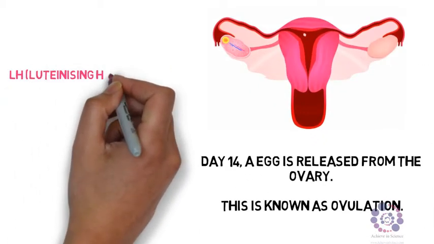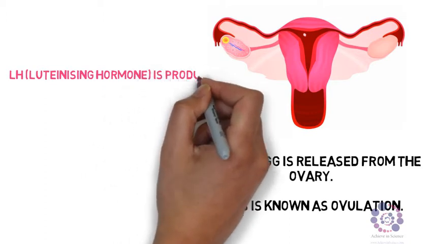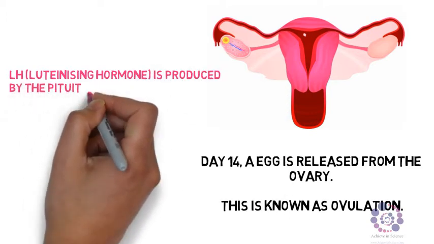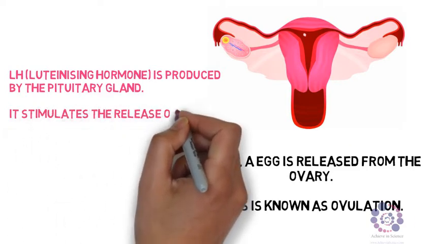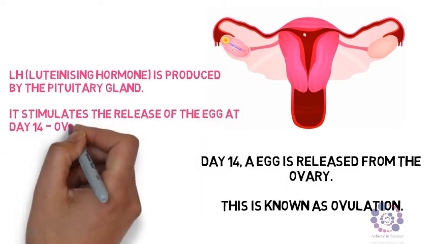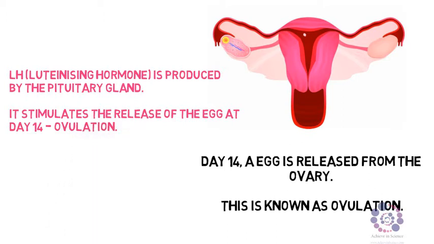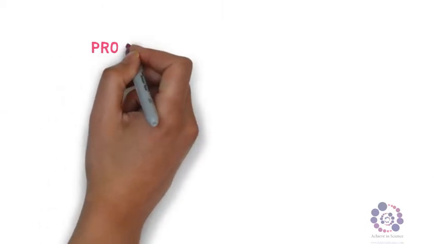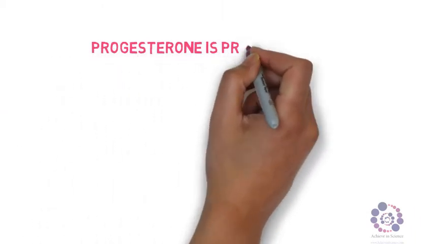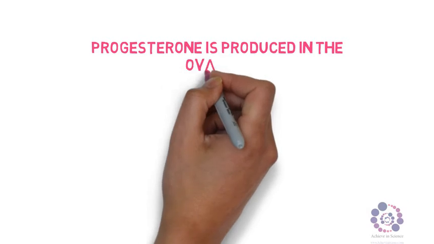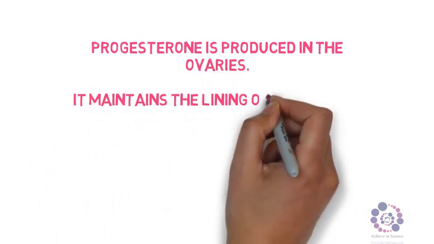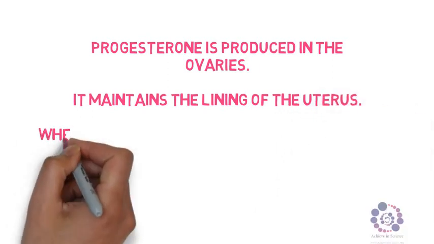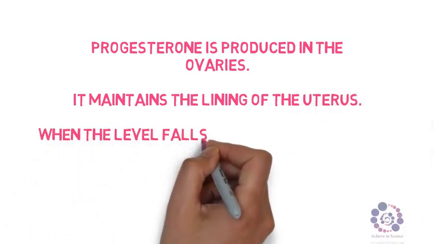Next, LH is then produced by the pituitary gland. It will stimulate the release of an egg on day 14, i.e. ovulation. Finally, progesterone is produced in the ovaries, which will maintain the lining of the uterus. If this causes a drop in this level, then the lining will break down and the cycle will begin again.